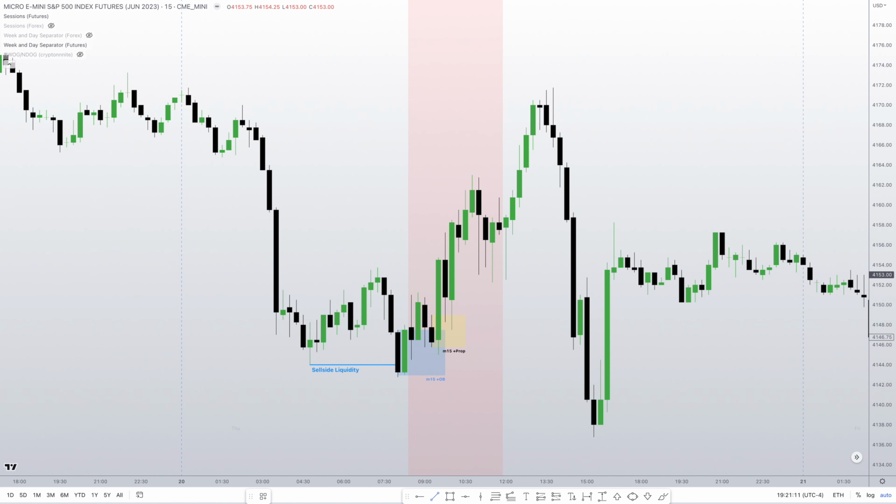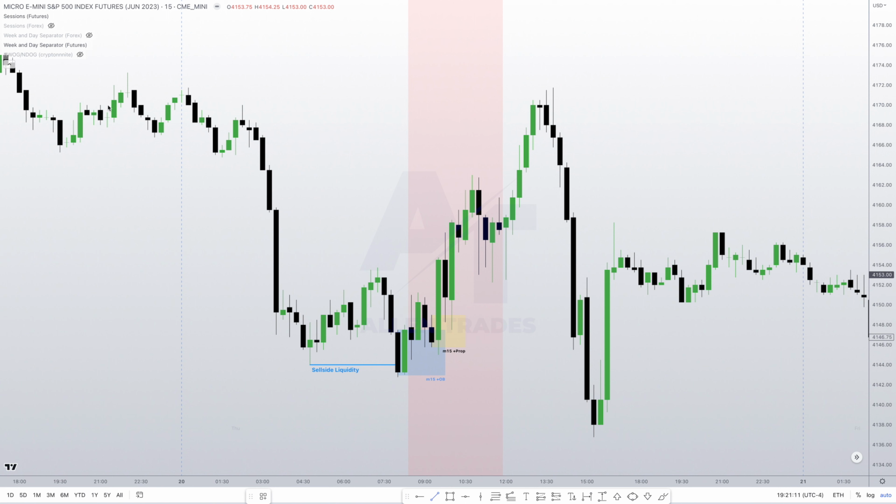Okay, so here's a trade review of a trade I took the other day. Here we have the 15-minute chart. Price takes out sell side liquidity right here. After price takes out sell side liquidity, you can see we trade above this down close candle, which becomes a bullish order block.